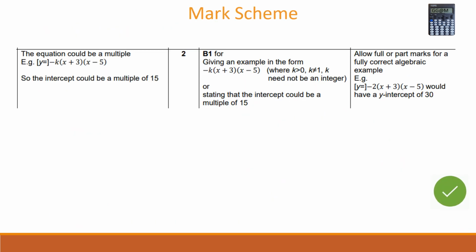The mark scheme of this question shows there are 2 marks. B1 means 1 method mark. The word integer means a whole number. So if you look through the mark scheme, you can see we've got the equation in terms of k, and that means you've got a multiple of 15. So these are the 2 reasons to get the 2 marks in the exam.